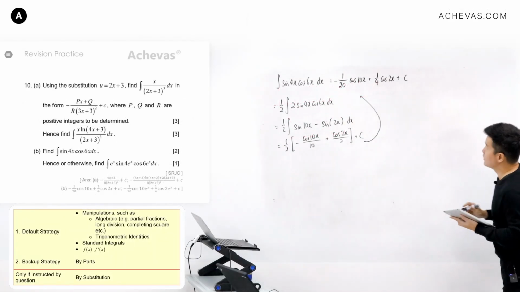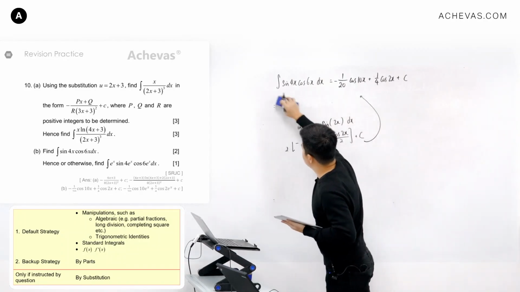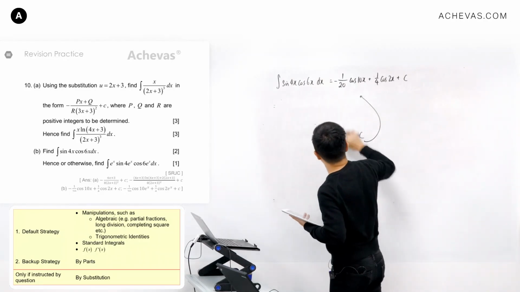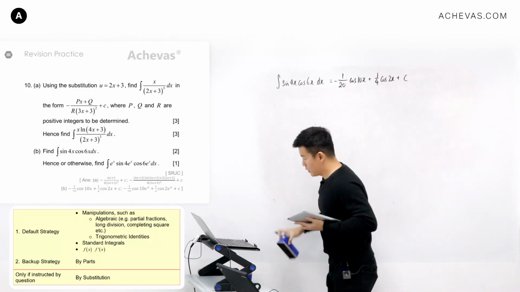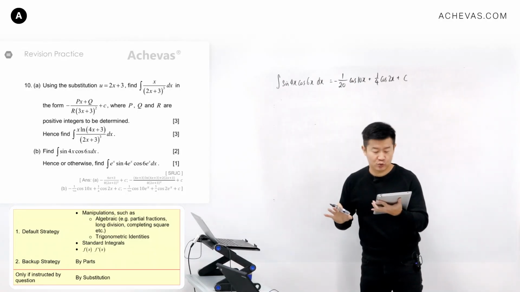And we are going to make use of this result for the last part, which is very interesting. It is something that we have not seen before in the last few questions that we have done, because the question requires us to do it hence or otherwise. We are definitely not going to do it as otherwise.